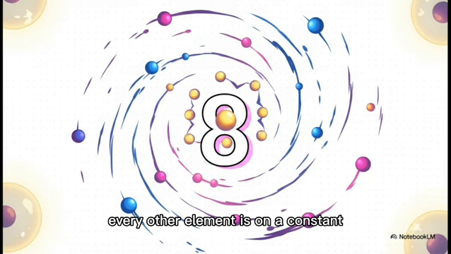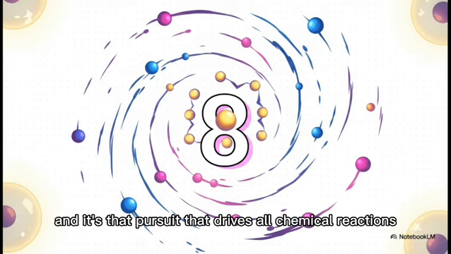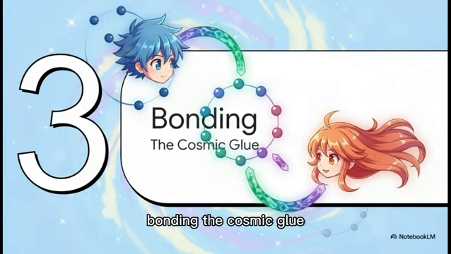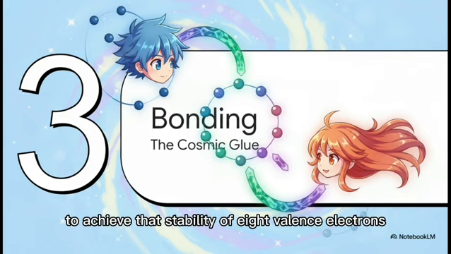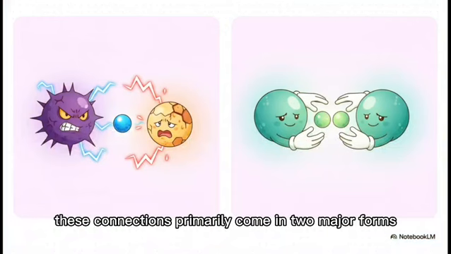Every other element is on a constant, relentless pursuit to reach the stable state, and it's that pursuit that drives all chemical reactions. Which brings us perfectly to Section 3, bonding, the cosmic glue. When atoms interact to achieve that stability of 8 valence electrons, they click together using chemical bonds. These connections primarily come in two major forms.